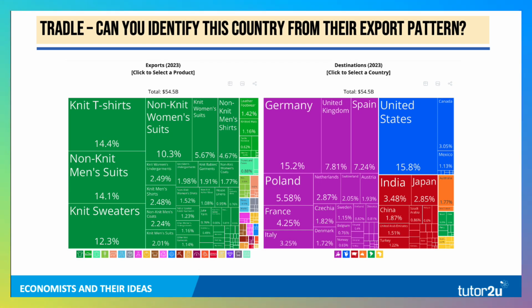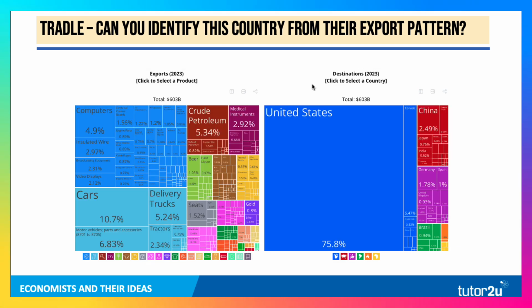Let's play Tradle. Can you identify this country from their export pattern, heavily dependent on exports of textiles to the European Union? What do we think? Well, that country is Bangladesh. Let's try one more. So a much more variegated export system, a lot of manufacturing there, cars, computers, delivery trucks, but heavily dependent on trade to the United States. Which country do you think this is? And the answer is Mexico.